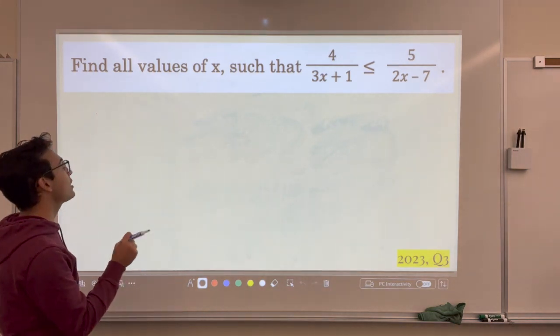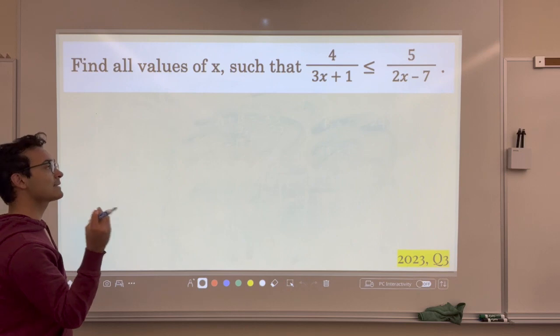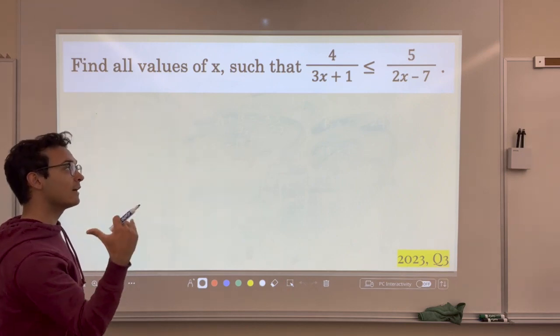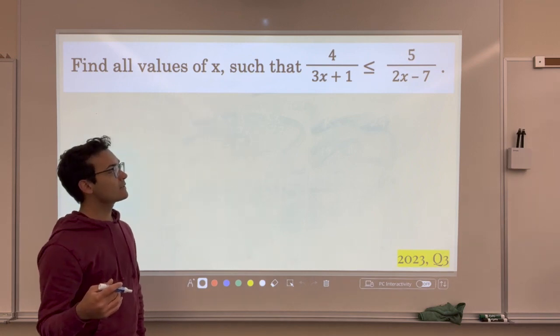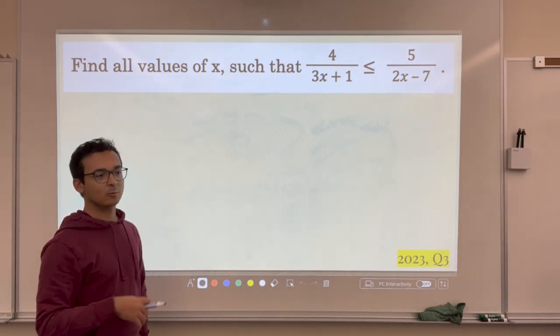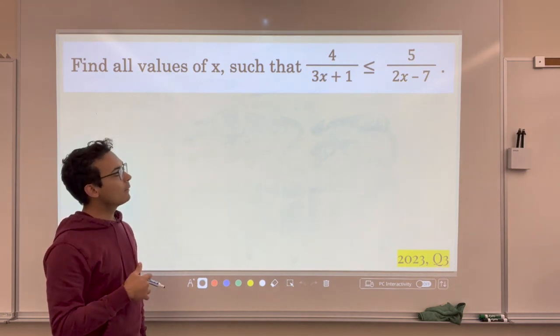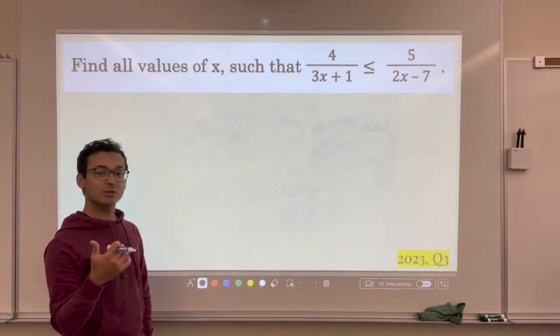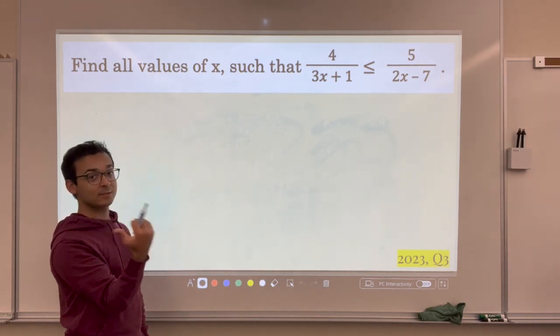So it's saying find all values of x such that 4 over 3x plus 1 is less than or equal to 5 over 2x minus 7. What makes these problems difficult is all the potentials for intervals. We're going to end up having to test, I think it's 4 values. And then we also have to keep in mind that there are certain values of x that can't be true because we would get a divide by 0 scenario.